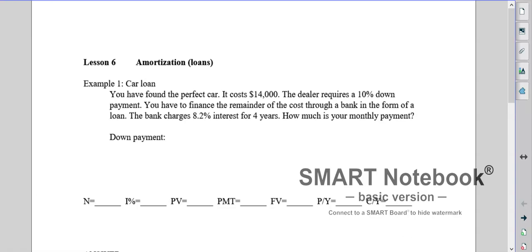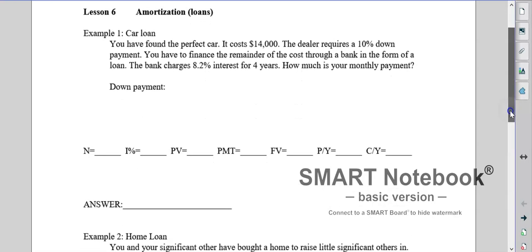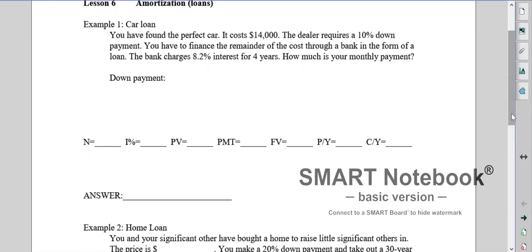All right, so this is really just a continuation of day 5 because we introduced the idea of loans. So we're going to talk about loans right now. A car loan. You found the perfect car. It costs $14,000. Now we're not going to immediately put that down here yet because we got to read and see if there's a down payment, which there is. The dealer requires a 10% down payment. You have to finance the remainder of the cost through a bank in the form of a loan. The bank charges 8.2% interest for 4 years. How much is your monthly payment?